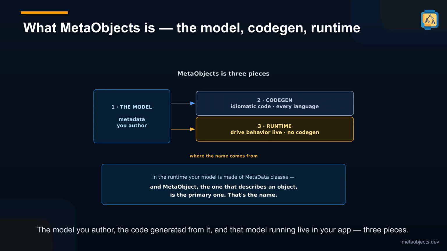So what is MetaObjects? Exactly 3 pieces. 1, the model, the metadata you just saw. 2, codegen, idiomatic code generated from it in every language. 3, the runtime. Load that same model live to drive your app directly.